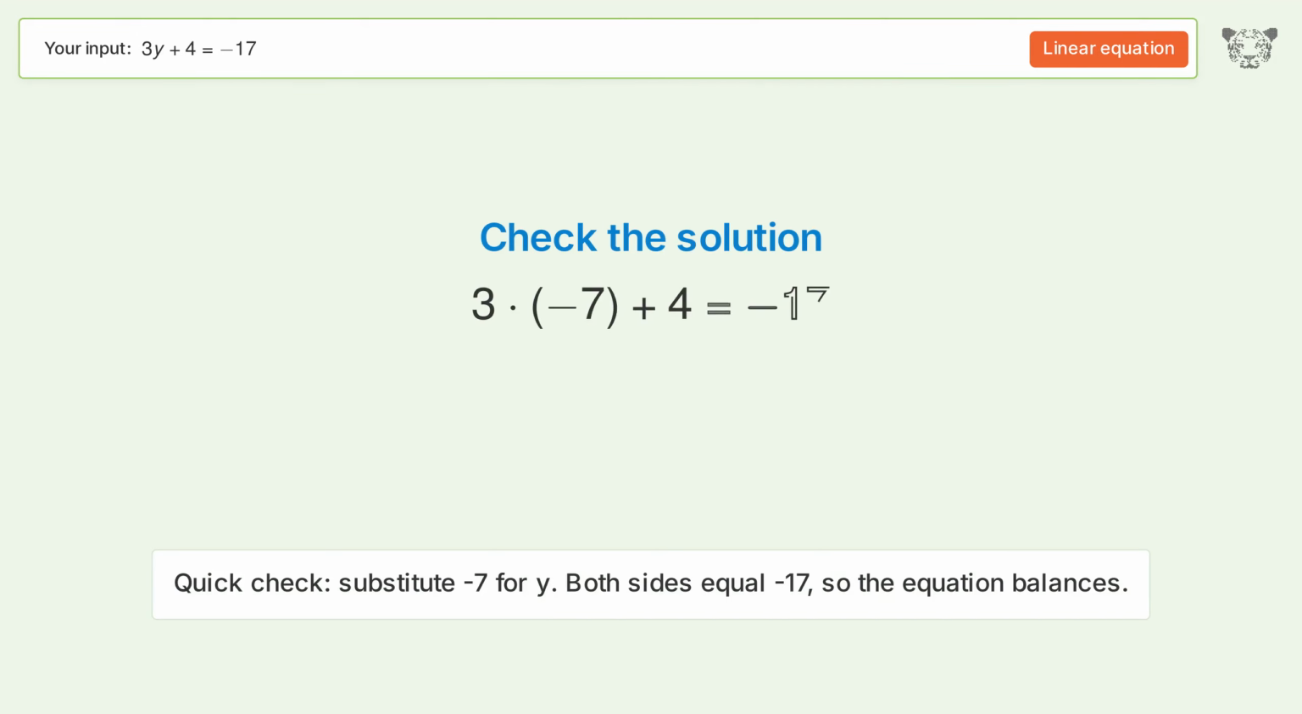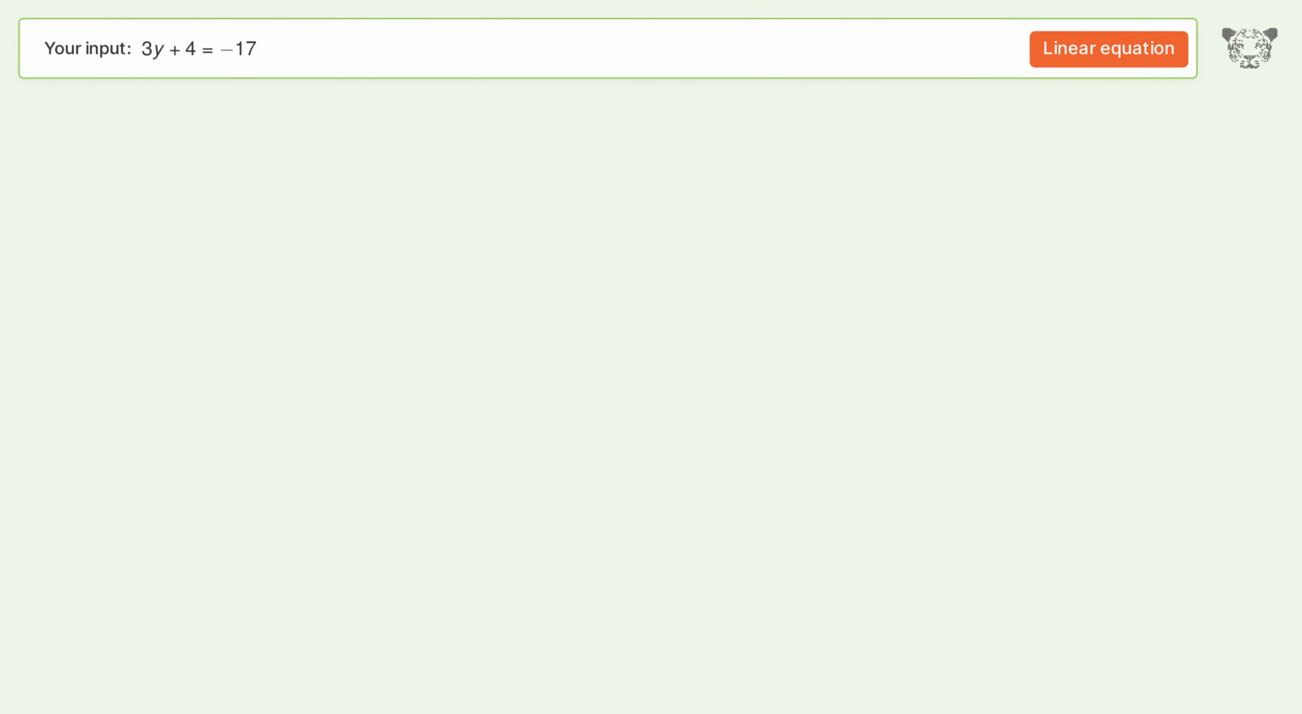Quick check. Substitute -7 for y. Both sides equal -17, so the equation balances. So, y equals -7.